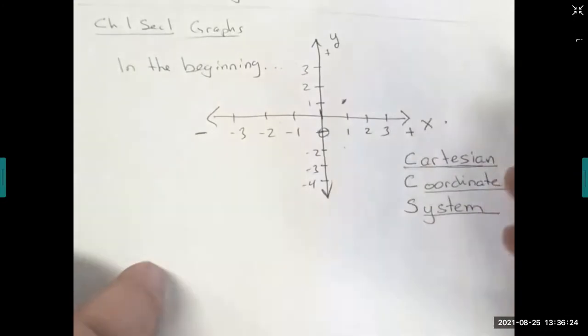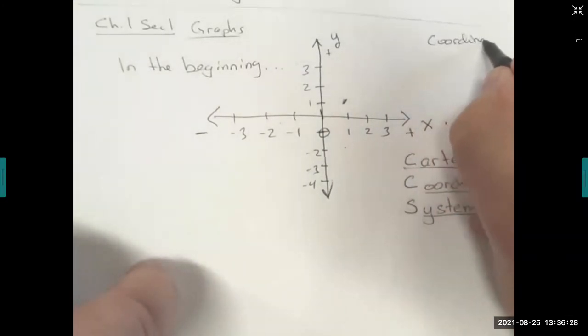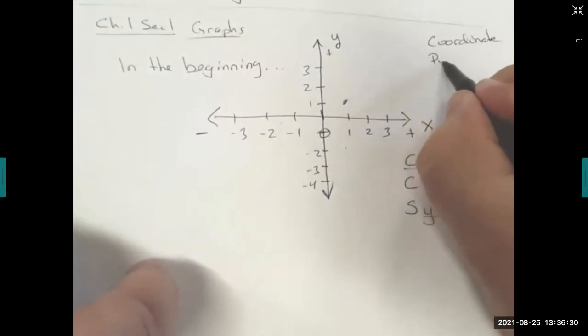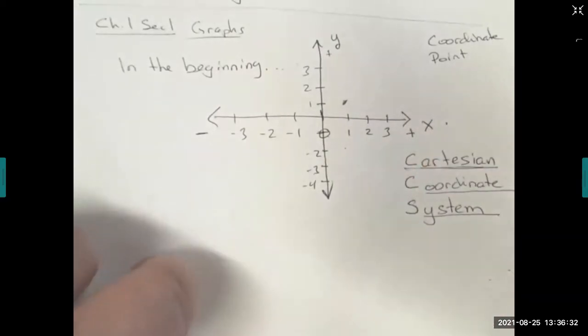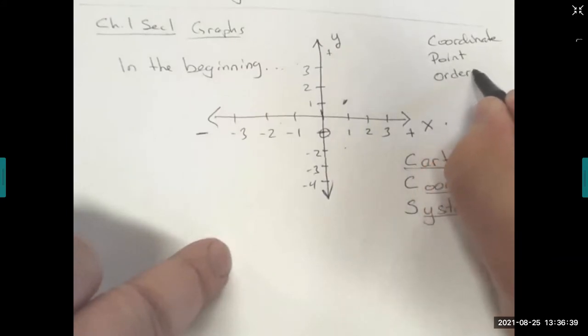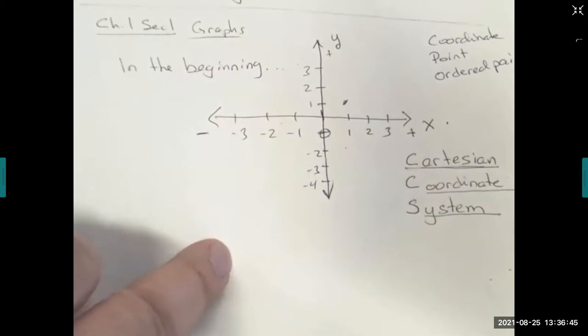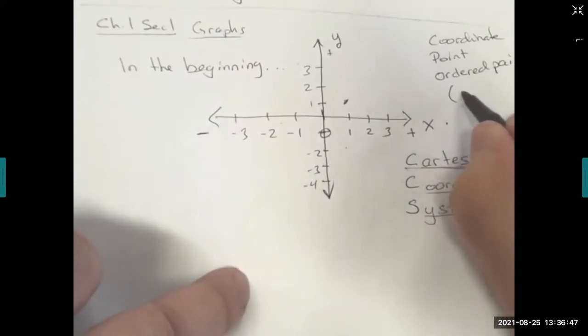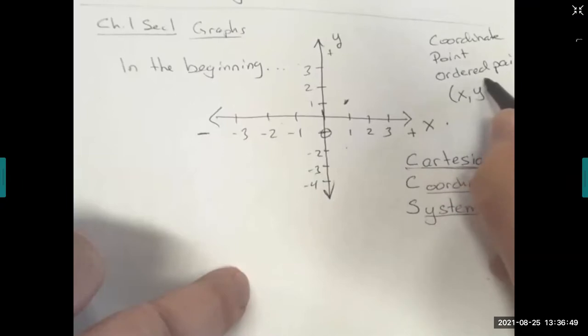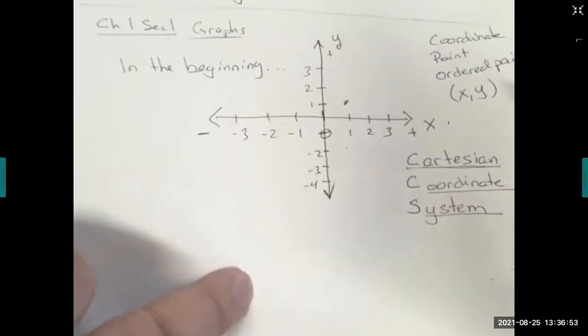Now, at any point we have, yes, it's a coordinate. It's a point. It's also called an ordered pair. It looks like this always. X comes before Y, so X is the first one. Horizontal before vertical.